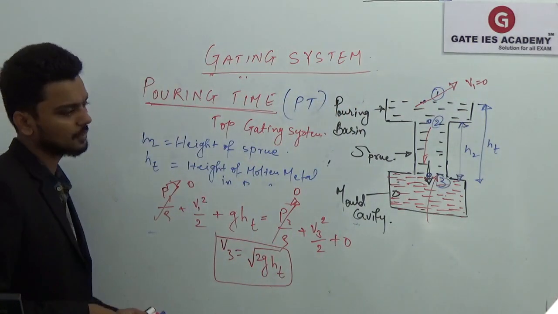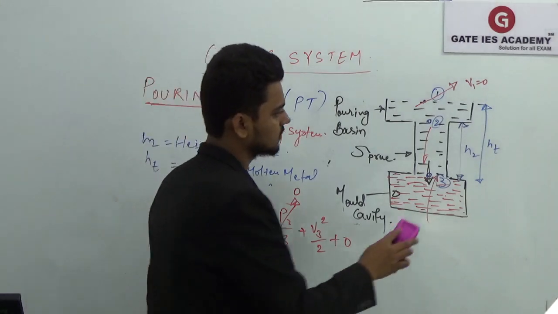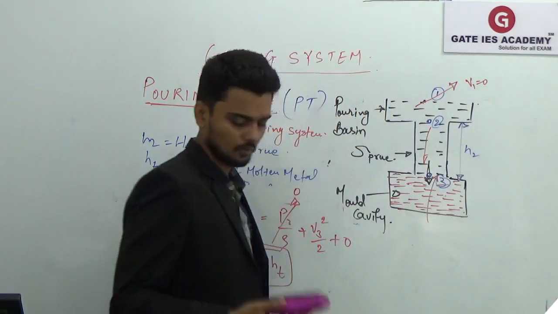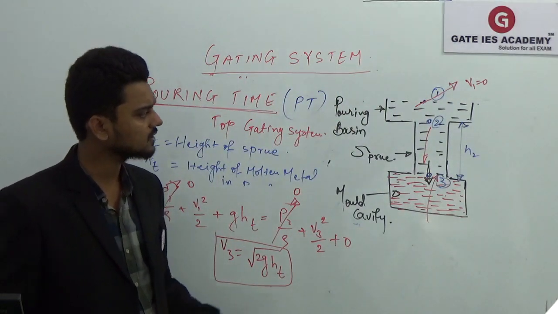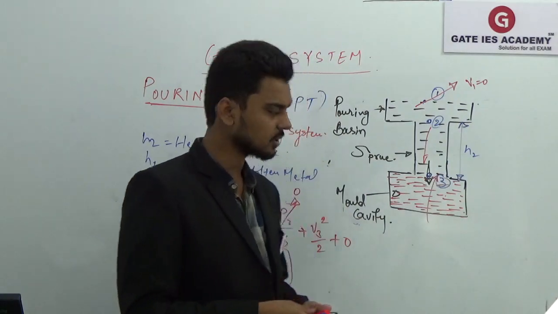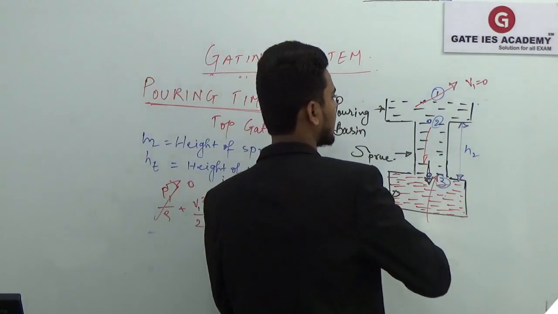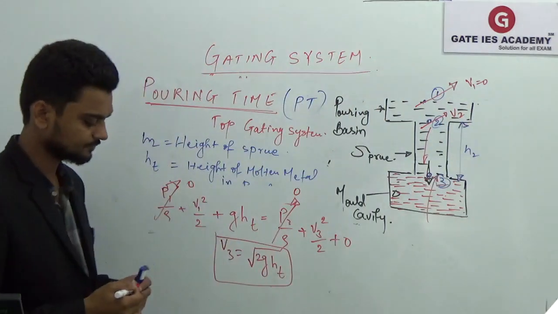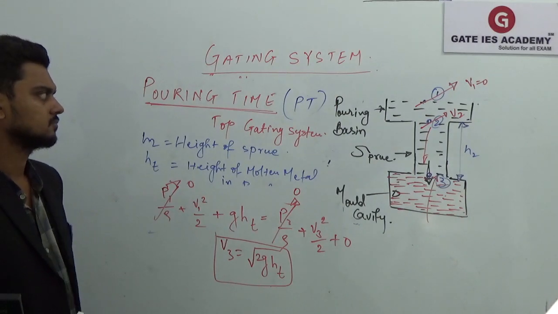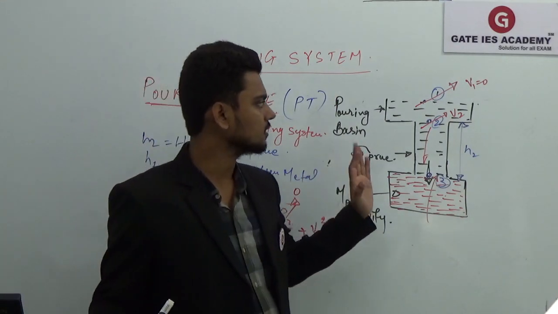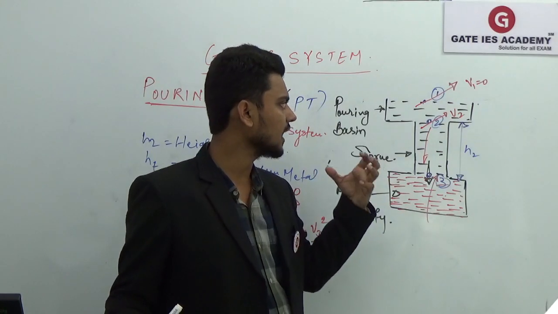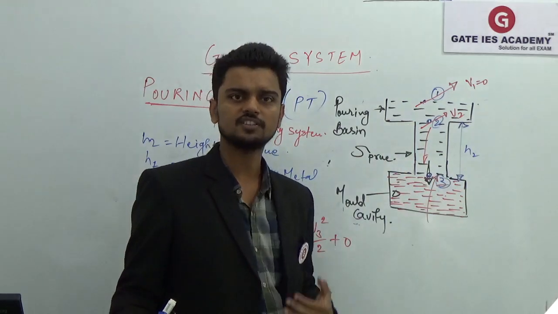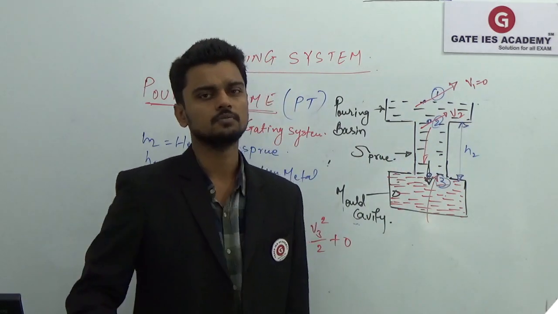Now, suppose we don't know this height HT. And all we know is the height of the sprue, and suppose we know the velocity at the entry of the sprue is say V2. Okay, we don't know the height of the pouring basin, just we have the velocity at the entry of the sprue, and it is given that H2 is the height of the sprue.